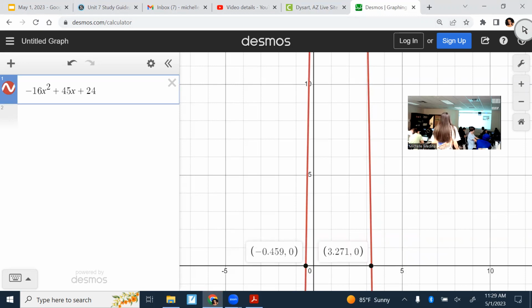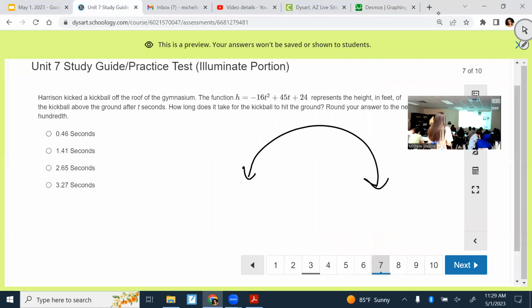There can only be one answer. So which one makes the most sense? The second one, because I cannot have a negative time. So that should match one of my answers. Which one does it best match? The fourth one. And that would be the only time on the test that you should round.